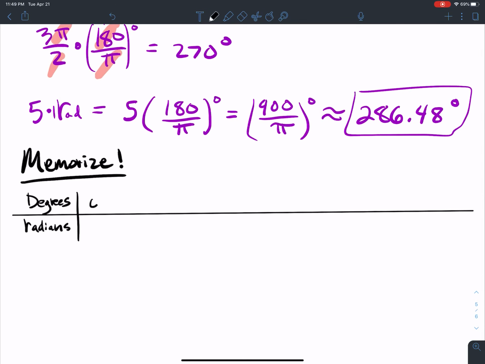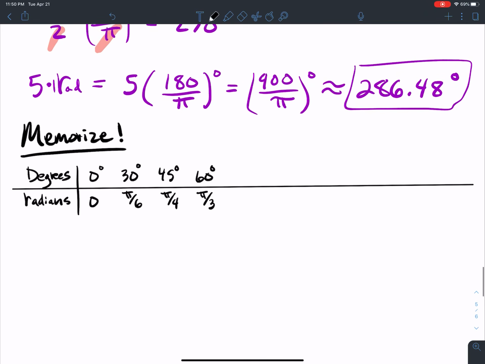All right, so 0 degrees is 0 radians. 30 degrees, this is pi over 6. 45 degrees, this is pi over 4. 60 degrees, this is pi over 3. I teach Cal 1 and I teach Cal 2, and this stuff is used almost daily, at least once a week in both of those classes. So you really just got to go ahead and do the work now, get it memorized, okay? So 90 degrees is pi over 2.